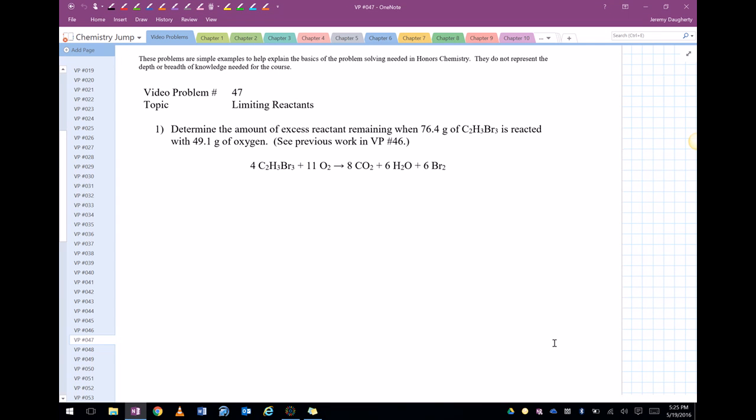Video problem number 47, more limiting reactants. I'm not going to lie to you, this is the problem that all honors students mess up. All AP students mess up. This is a difficult idea because it's a lot of steps, all right?